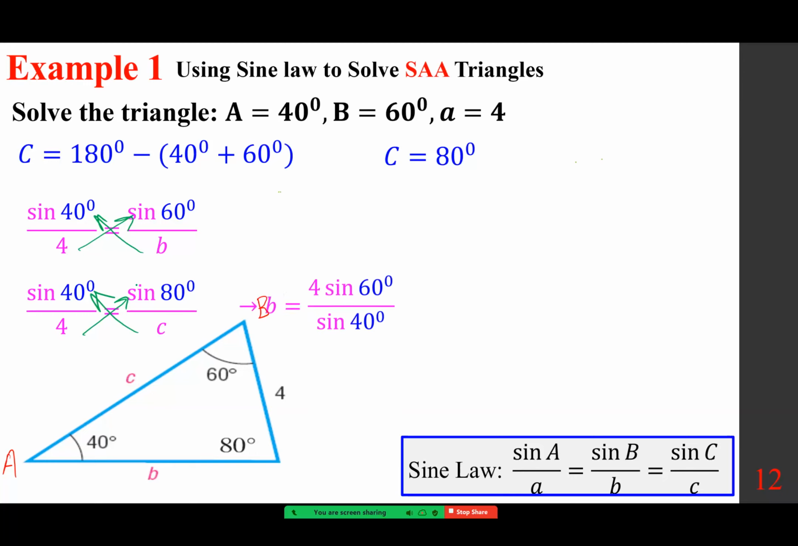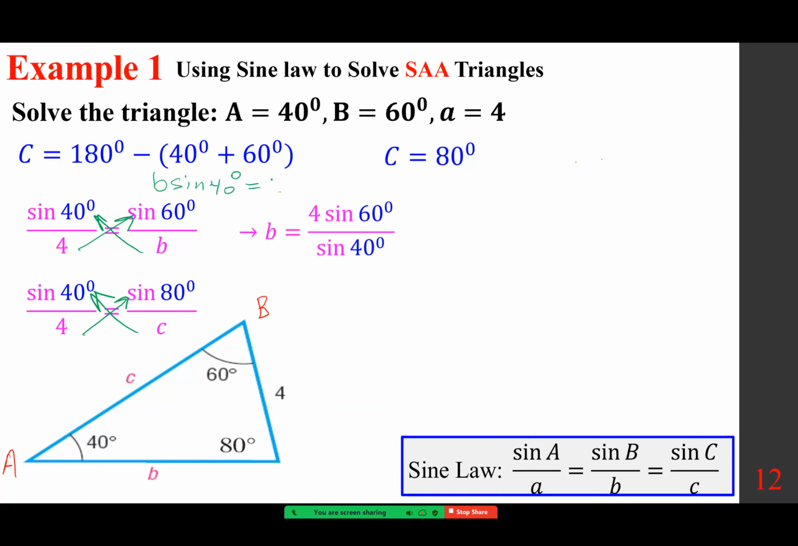And I hope you see that this one gives you b equals 4 sine 60 over sine 40. Just in case, if you need to see that, I'm going to write b sine of 40 degrees is 4 sine of 60 degrees. And if you divide by sine of 40 degrees, you get that. Now, needless to say, you have to use a calculator here.